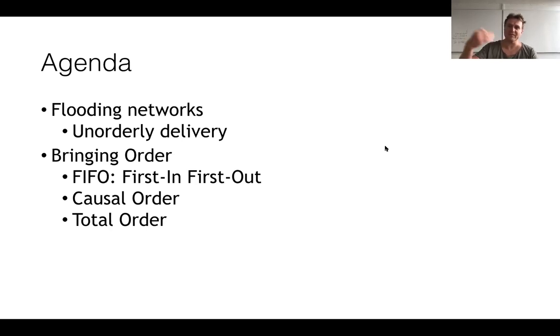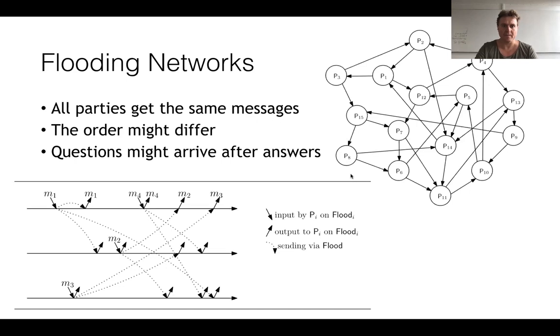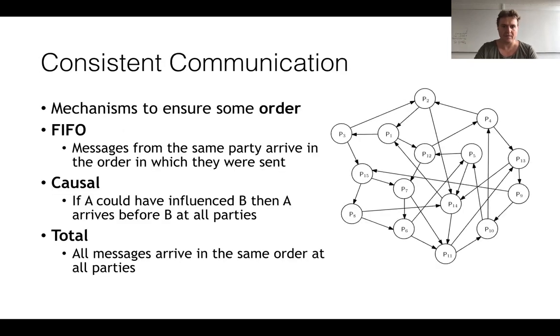So it's been a long time since you saw video 2. Maybe go back and take a quick reminder of what causal order is. But just very briefly, causal order means that if two messages could have affected each other, then they will always be delivered in the order of the effect. So if A could have influenced B, then A arrives before B at all parties. Okay? And we saw how to use vector clocks to do that elegantly and efficiently.